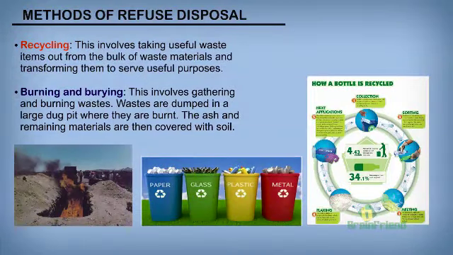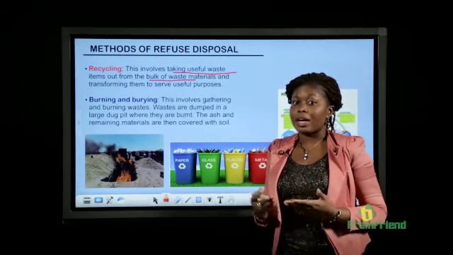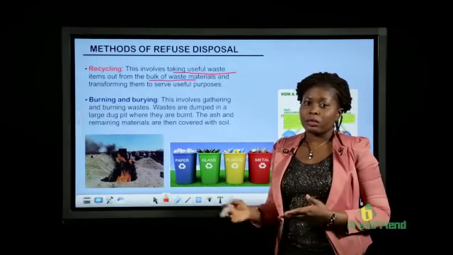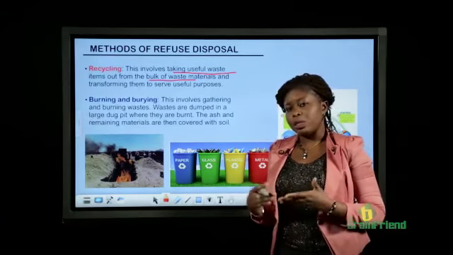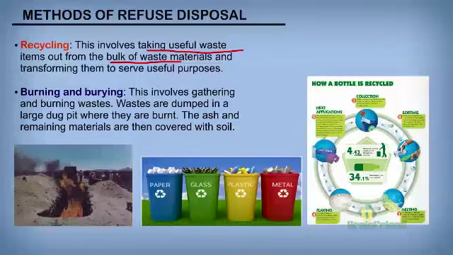Recycling. This method involves taking useful waste items out from the bulk of waste materials and transforming them to serve useful purposes. It's important to note that there are some things we call useless, some items we throw away as waste, which can be processed and be made into useful forms. For example, we have an image here of how a plastic bottle is processed.